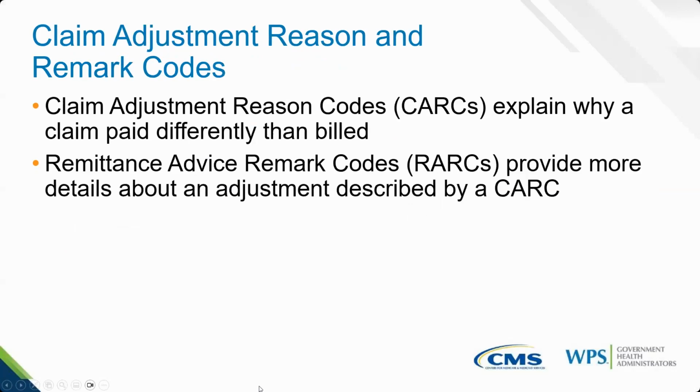There are codes on the remittance advice. I talked about a couple of them already, and these provide information about the claim. Claim Adjustment Reason Codes, or CARCs, explain why a claim paid differently than billed. Remittance Advice Remark Codes, or RARCs, provide more details about an adjustment that was described by a Claim Adjustment Reason Code.